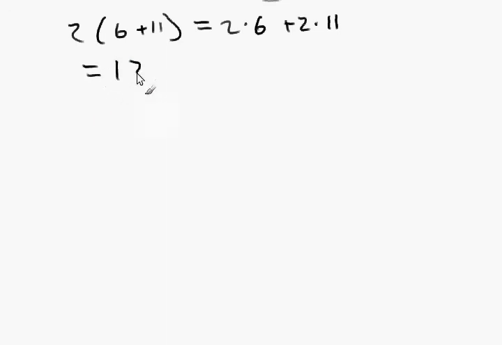So how would this work? If I had 2 times (6 plus 11), that's actually 2 times 6 plus 2 times 11, which is 12 plus 22. Hey look, 34. Okay.